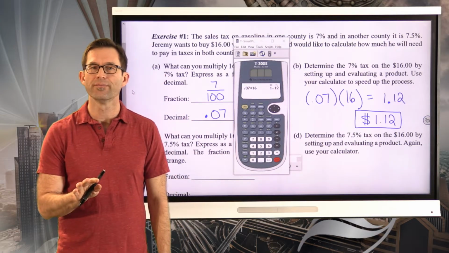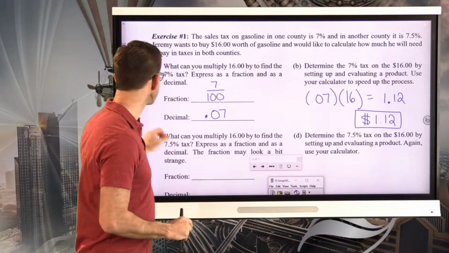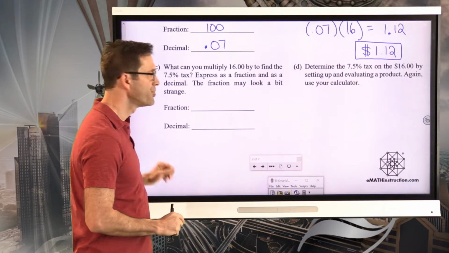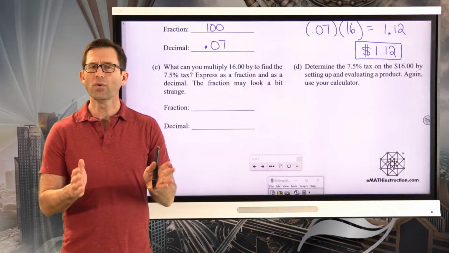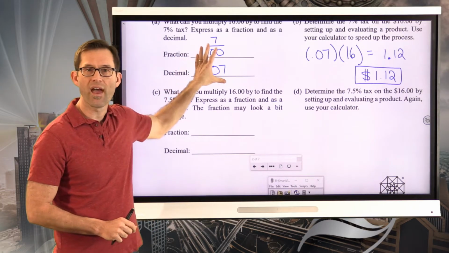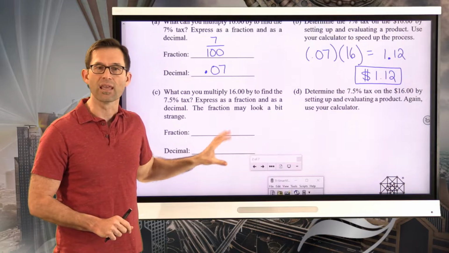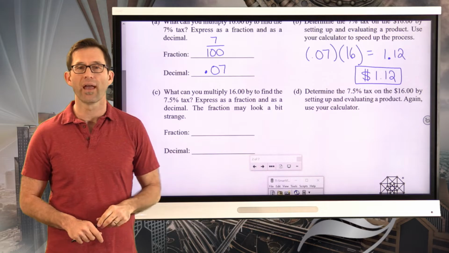All right, simple enough. But now let's extend this and think about what's going on with a 7.5% tax. Letter C. What can you multiply 16 by to find the 7.5% tax? Express as a fraction and as a decimal. The fraction may look a little bit strange. I'd like you to pause the video, and think about what we did in A and mimic it in C, because it's exactly the same idea. Pause the video now and write down both the fraction and the decimal.